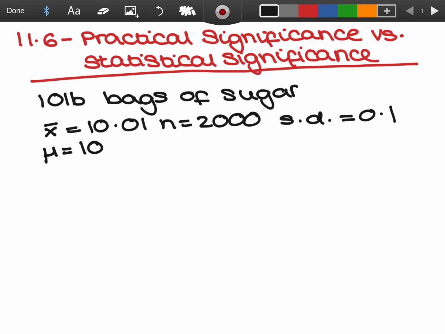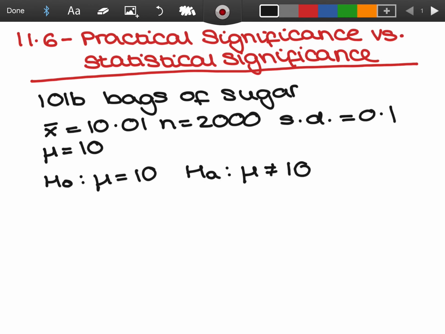If we test this, okay, we want to see if the bags are actually filled to 10 pounds or not, okay? Is 10.01 pounds just too far away from that mean of 10 pounds? And can we no longer consider 10 pounds to be the actual mean, okay? So let's say you want to have H0 is that the mean is actually 10 pounds. But the alternative hypothesis suggests that the mean isn't 10 pounds, okay?